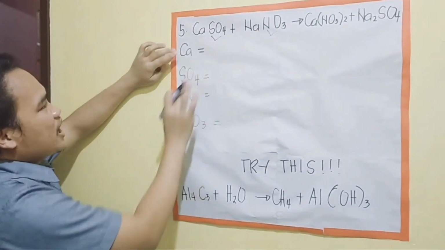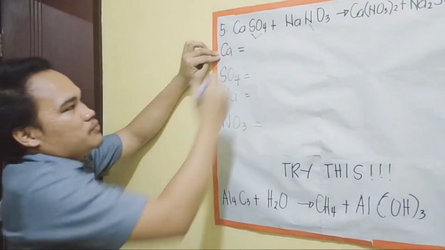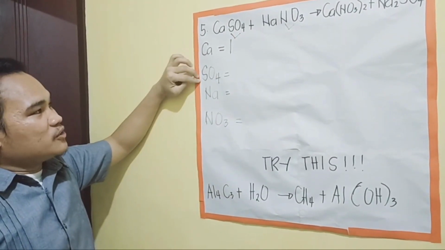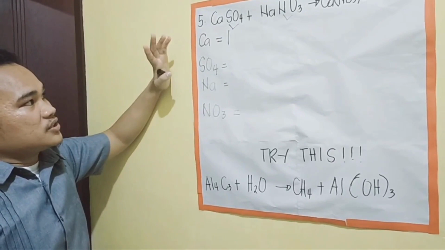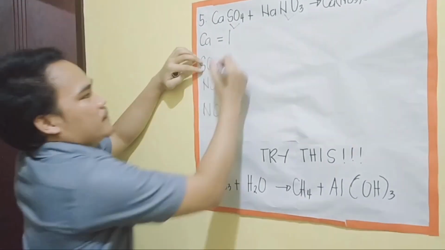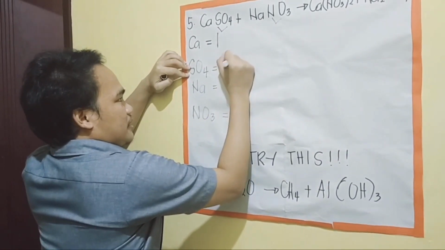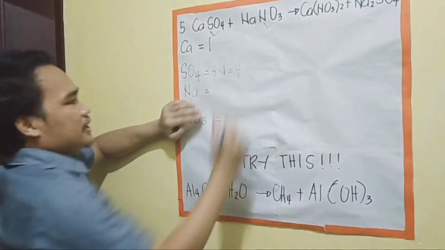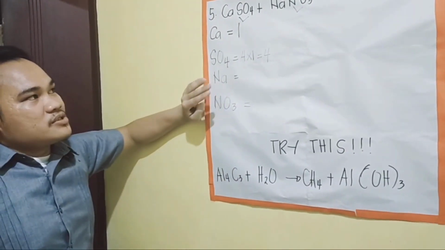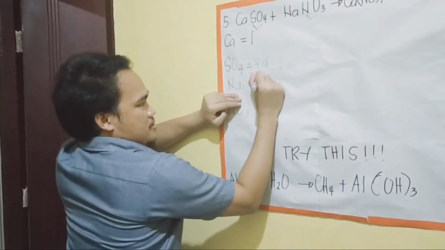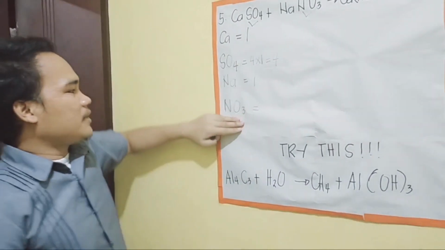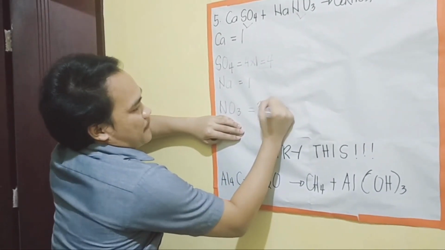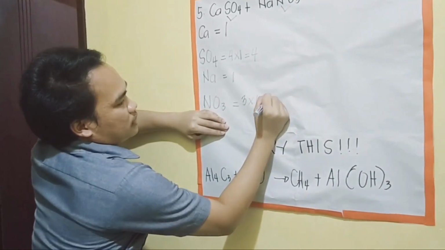How many atoms do we have in calcium? We have 1. And how many atoms do we have in sulfate? We have 4 times 1, which is equal to 4. And how many atoms do we have in sodium? 1. And what about the atoms in nitrate? 3 times 1 is equal to 3.